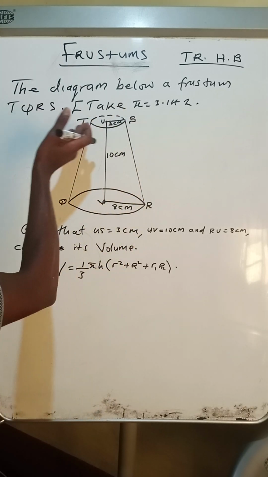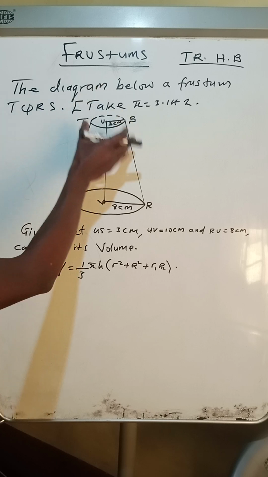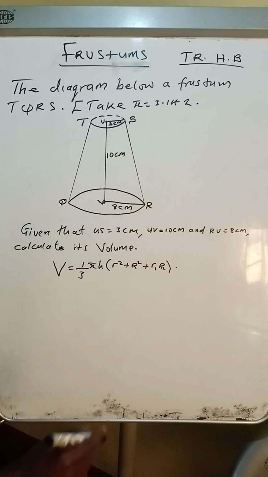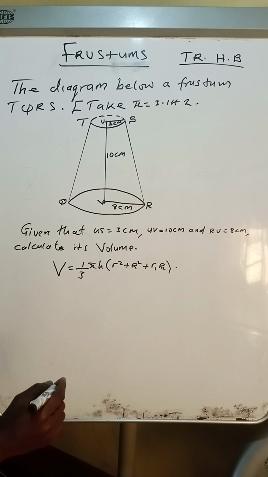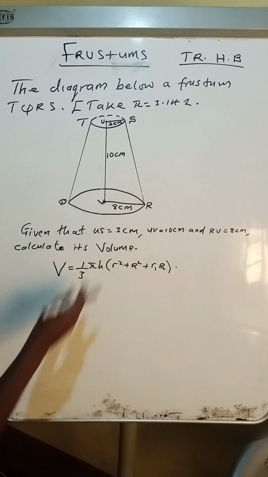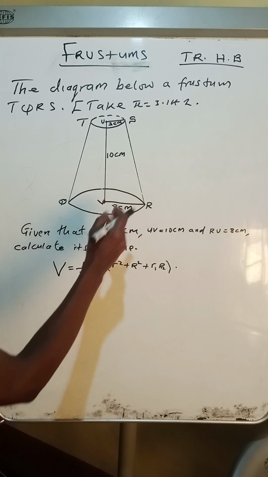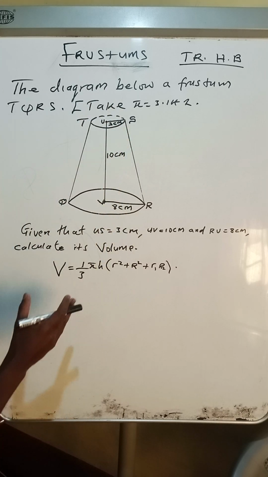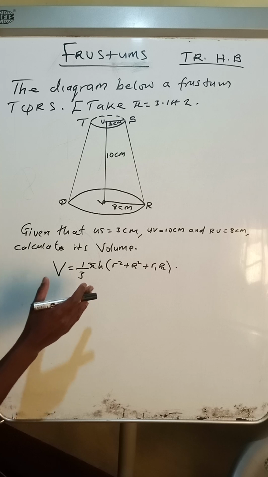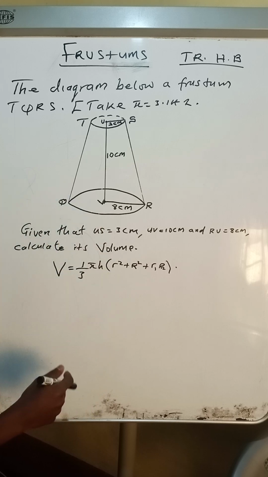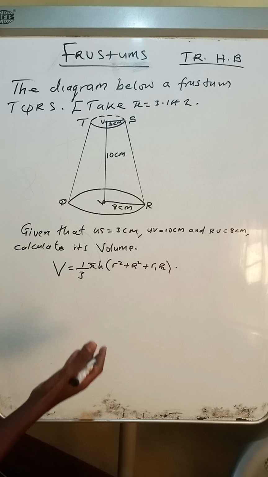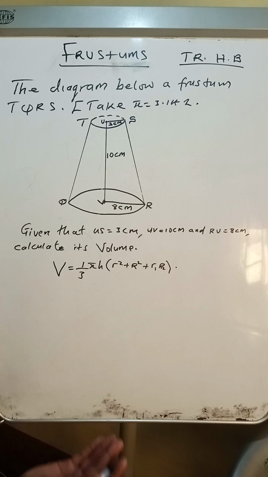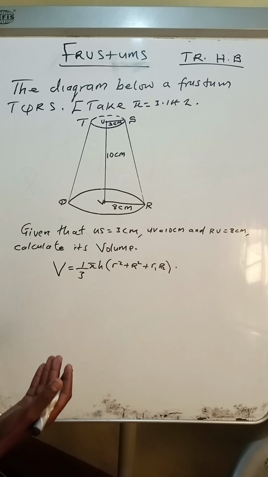Now, when we cut part of a cone, what remains is what is referred to as a frustum. The base that we have here is that of a circle, and on top is also a circle. So when calculating the volume, this is the formula that you can use. There are also some other formulas that you can still use and get the correct answer.